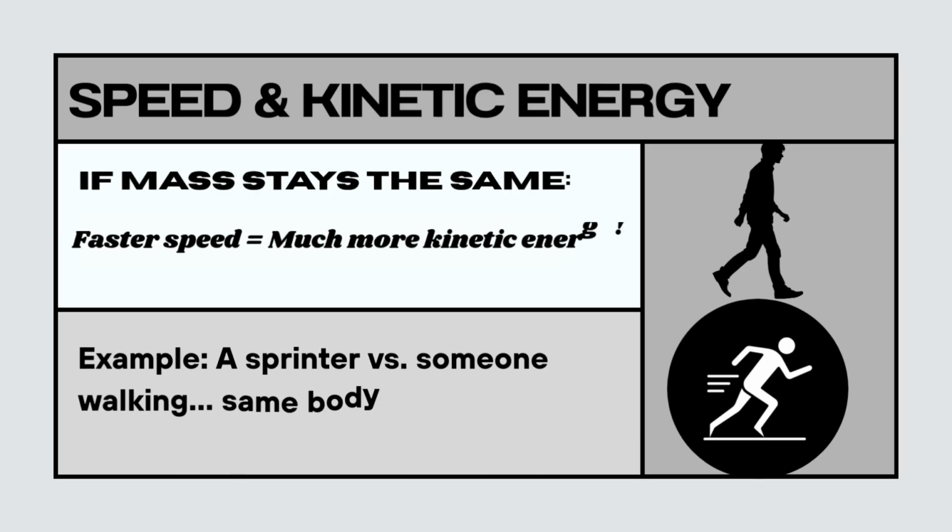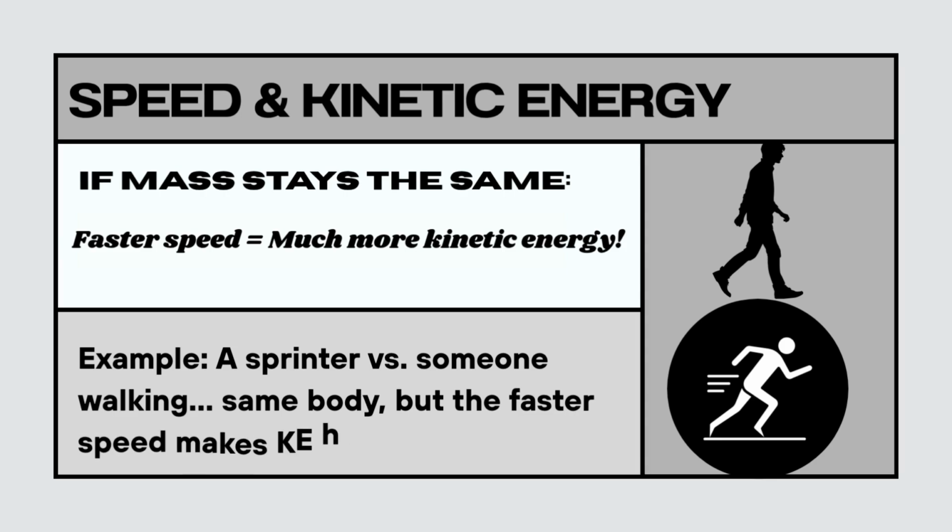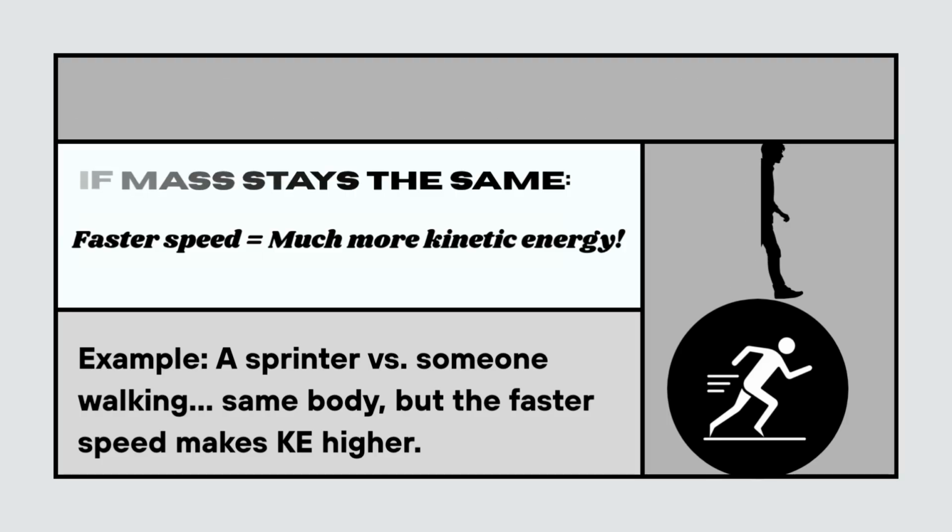If mass stays the same, then faster speed means much more kinetic energy. For example, a sprinter versus someone walking: same body, but the faster speed gives more kinetic energy.